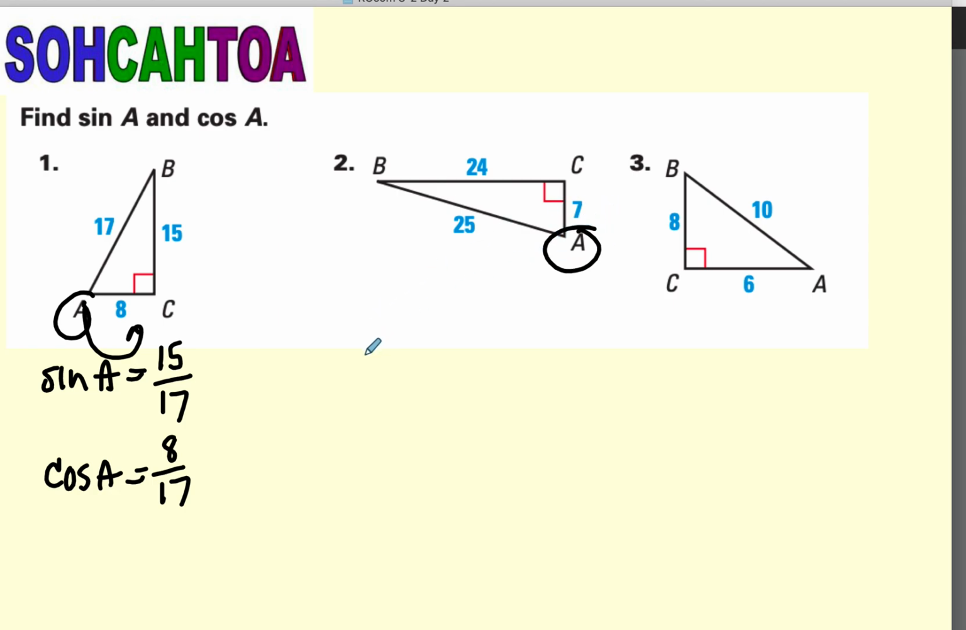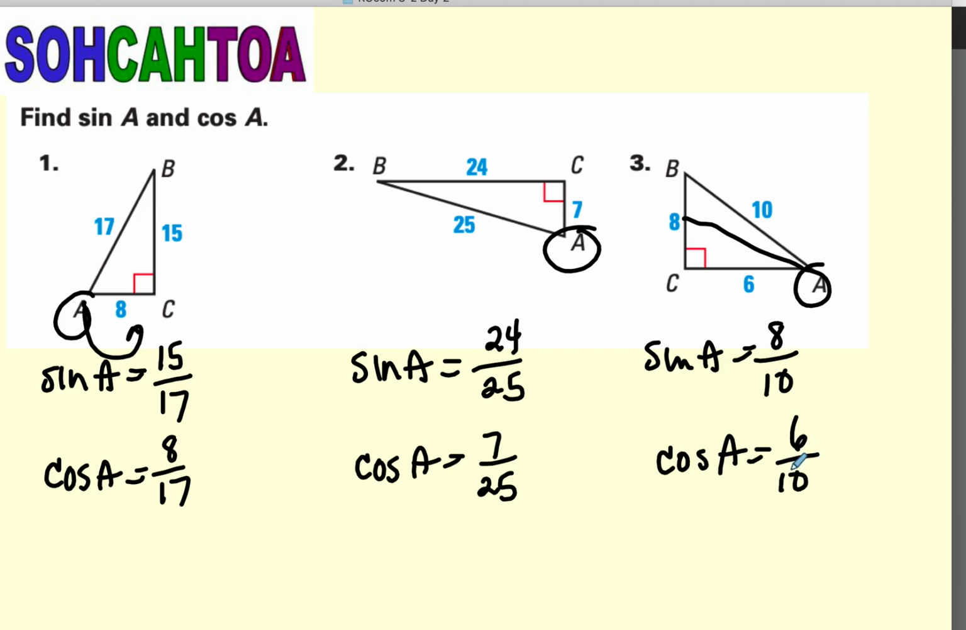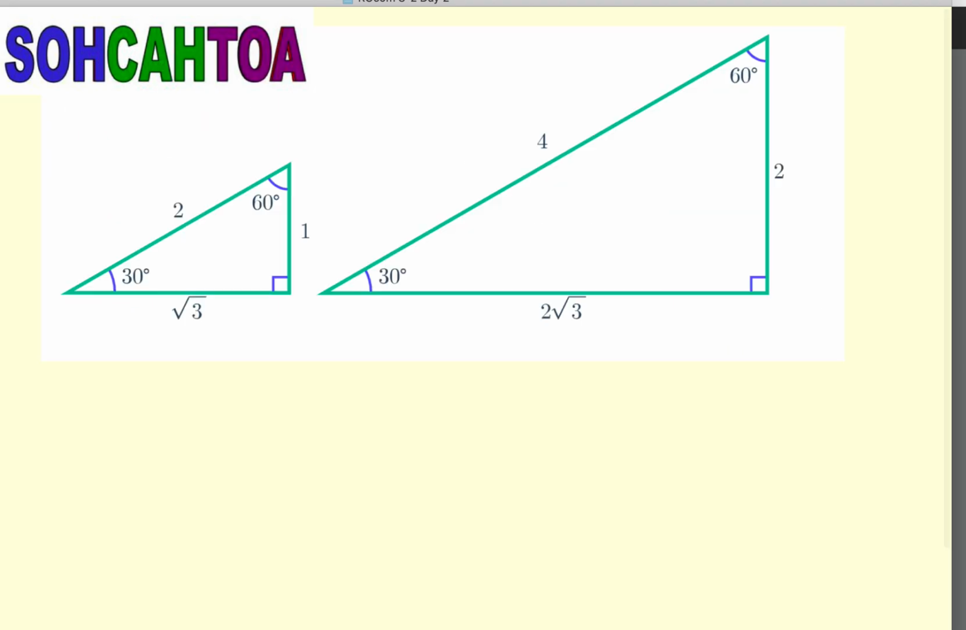Again, let's look at the sine of A, and the opposite is going to be 24, and the hypotenuse is 25. Cosine of A is the, up here it says adjacent, so that's 7 over 25. The sine of A, here's A, and there's the opposite, 8, and the hypotenuse is 10. Cosine of A, the adjacent is 6 over 10. This is how we get those ratios.